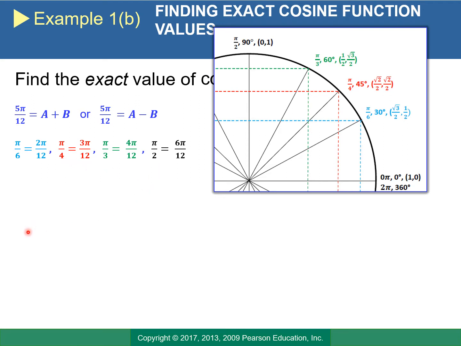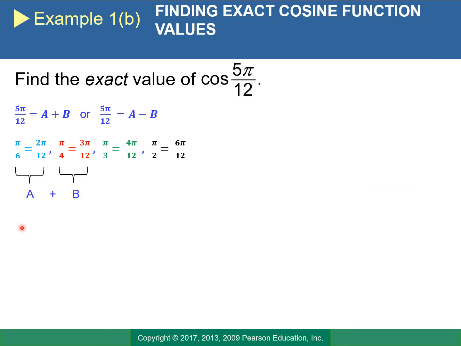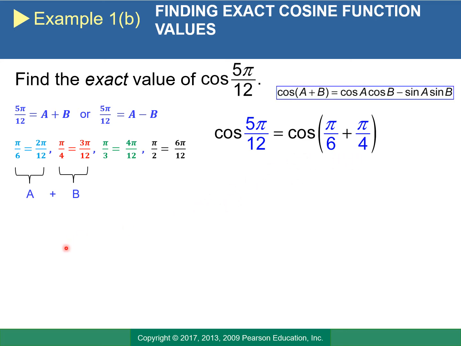Think about it for a moment before I show you, and think about how you can possibly get 5 pi over 12 using these values. So hopefully you're seeing it, and what we end up with is if we add 2 pi over 12 plus 3 pi over 12, we do get 5 pi over 12. But we're going to use the simplified denominators, so this is the same as pi over 6 plus pi over 4. So we can rewrite cosine 5 pi over 12 as cosine of pi over 6 plus pi over 4, and we know about these two angles. So we're going to use our sum formula.